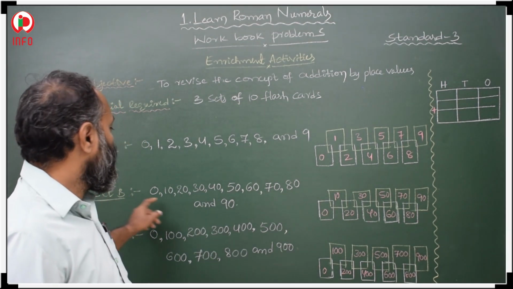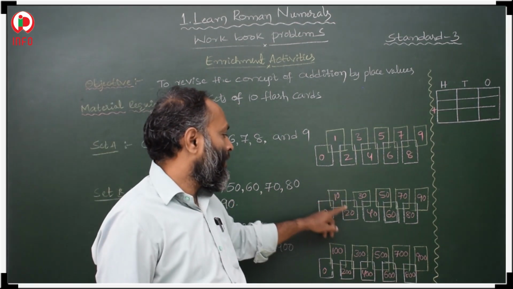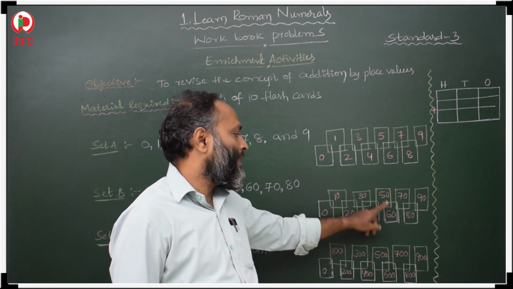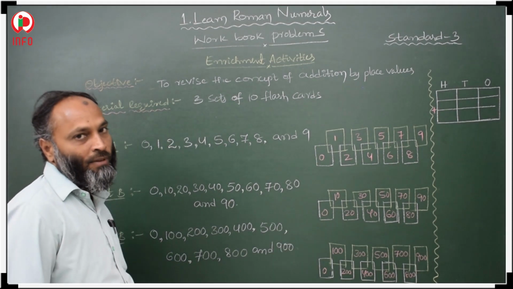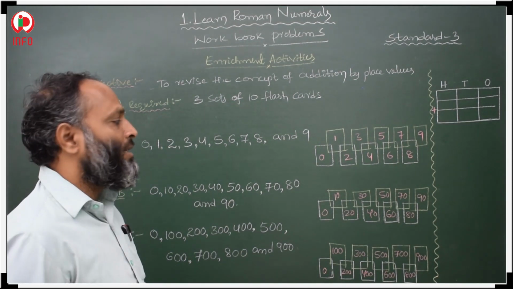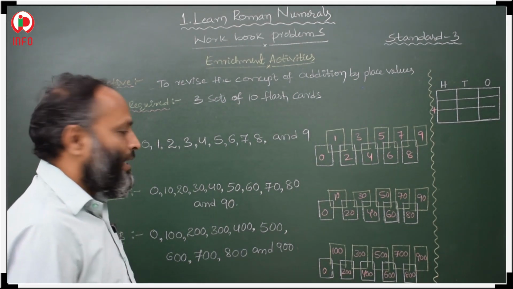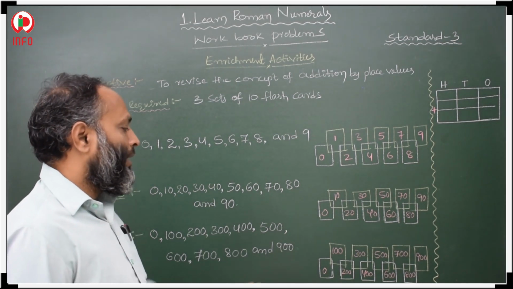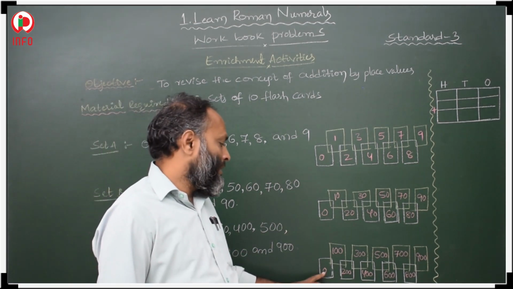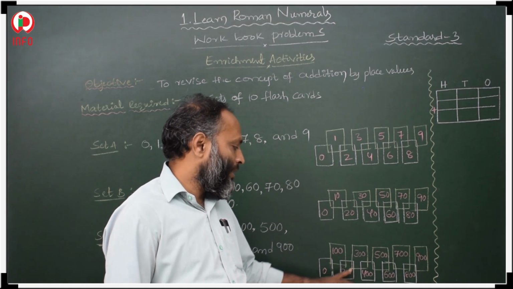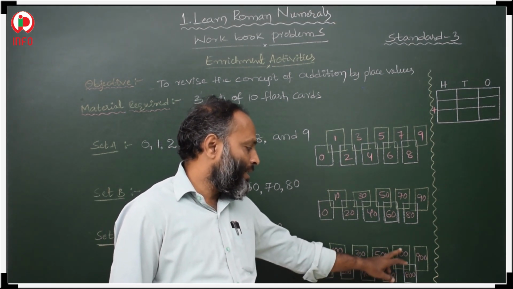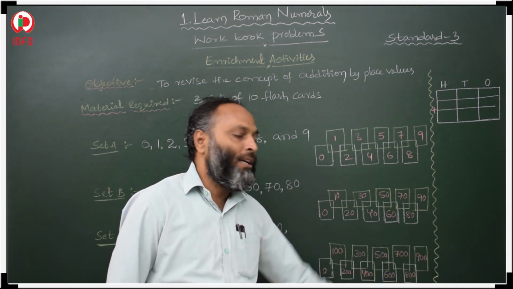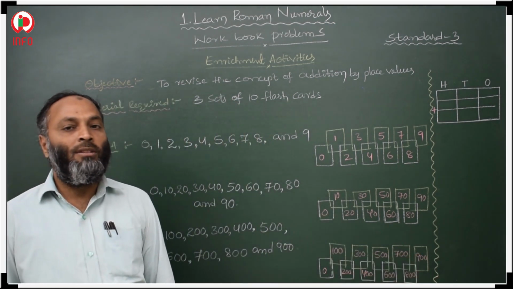Here in set B: 0, 10, 20, 30, 40, 50, 60, 70, 80, 90. So this means tens. We have to increase by 10 each time, which means the tens place. In set C we again have 10 flash cards: 0, 100, 200, 300, 400, 500, 600, 700, 800, 900.